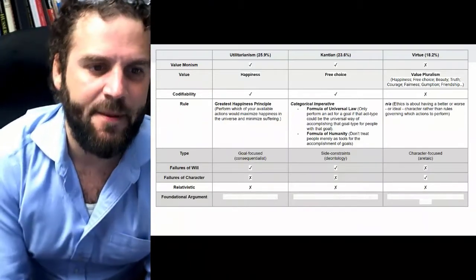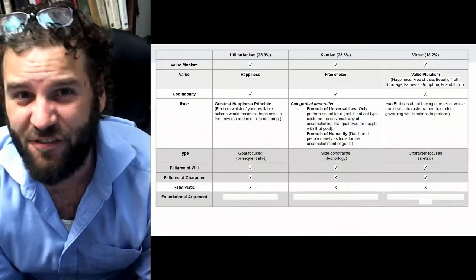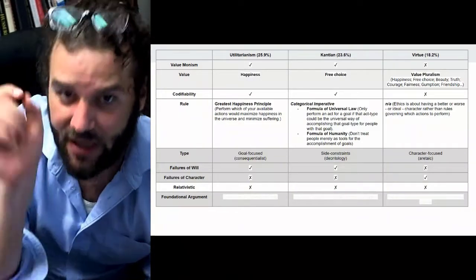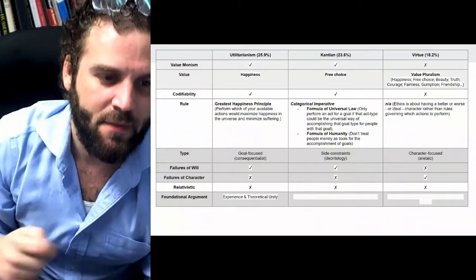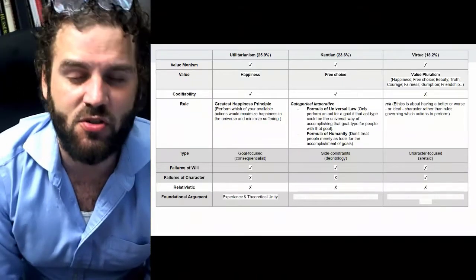All right, lastly, let's just talk about the three different sorts of fundamental arguments that these moral theories give for why they contend to be the one true moral theory. So the utilitarian, there's lots of ways to do this, but here's two ways.